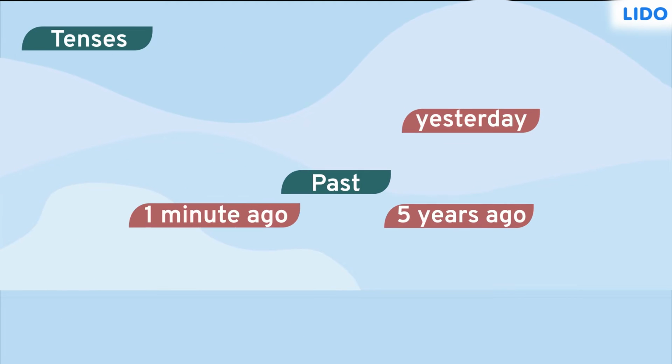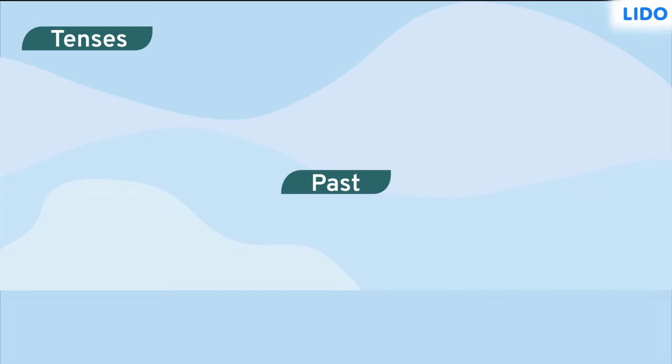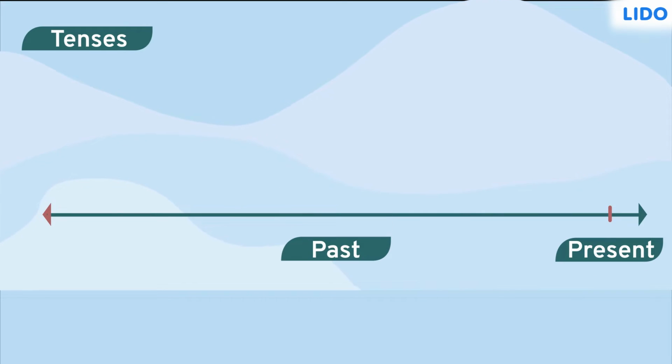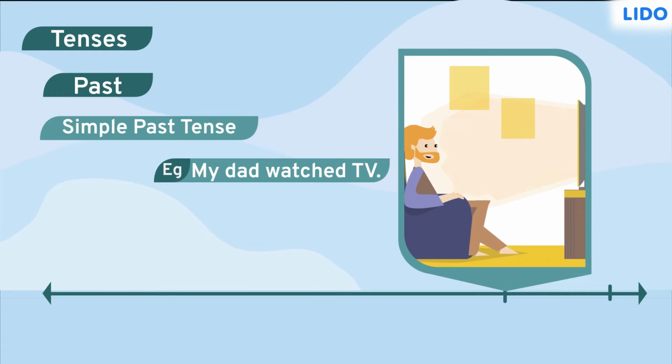Here we're thinking about actions that took place in the past. When we say that something happened in the past, we are setting a general time frame. Within this time frame, there are several types of past tenses. First, there comes the simple past tense, which is the simplest way of explaining a past action. For example, my dad watched TV.